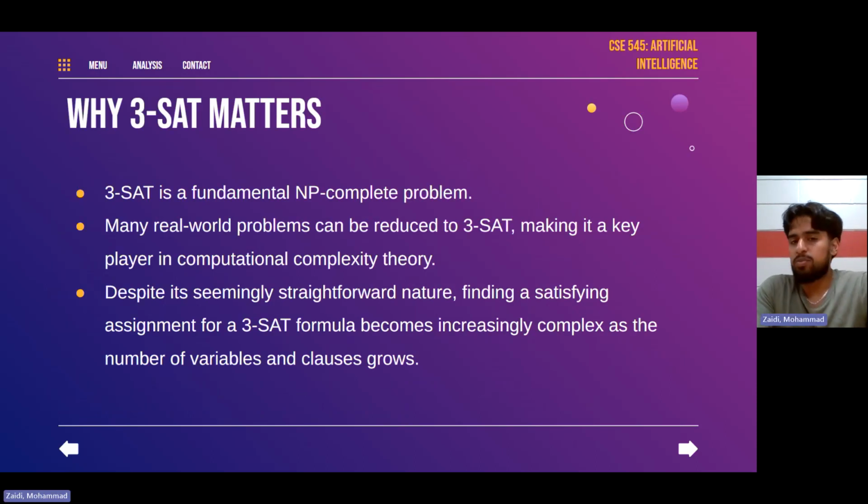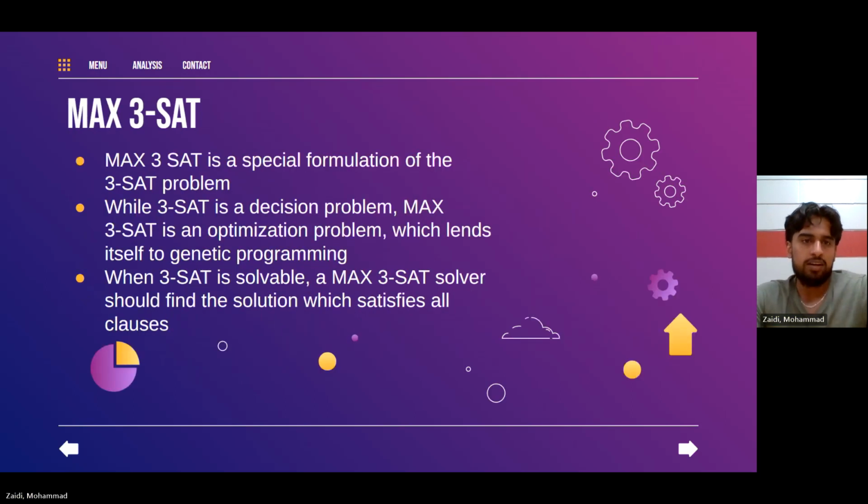3SAT is a fundamental NP-complete problem, and many real-world problems or other NP-complete problems are reduced or converted into 3SAT to show that they are also NP-complete and can be solved. Despite its seemingly straightforward nature, finding a satisfying assignment for those variables can be increasingly complex when the number of variables and the number of clauses grow, as we will continue to investigate.